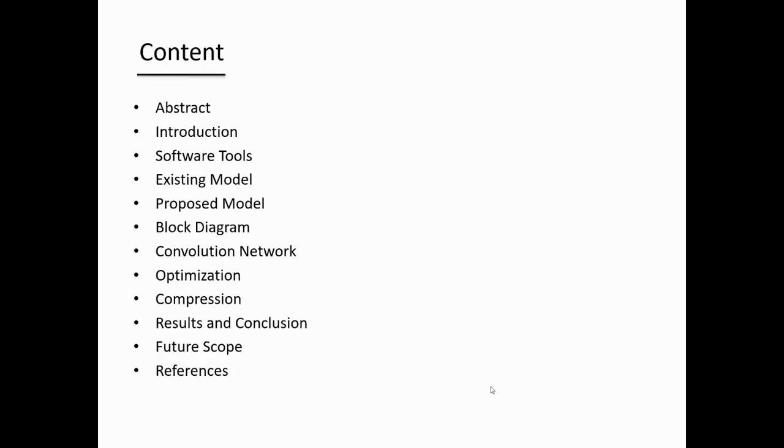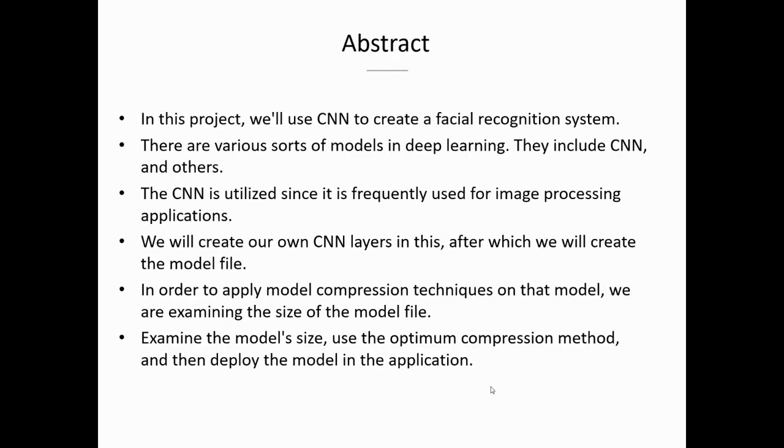These are the contents which are present in this project, and our project abstract. In this we are going to design our own convolution neural network, CNN. It's named as customized CNN. We are designing our customized CNN for the face recognition system, and there will be different sorts of models in deep learning. The purpose of using this CNN is purely for image applications only.